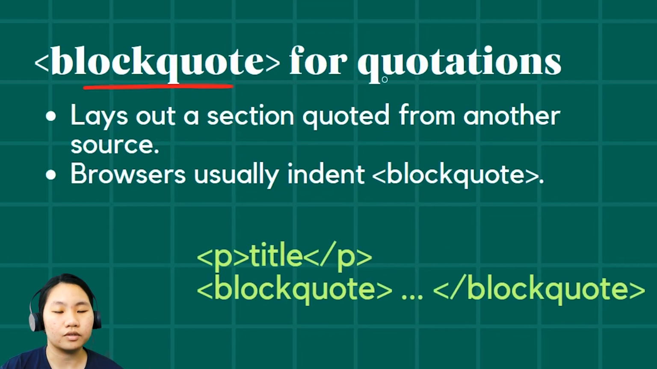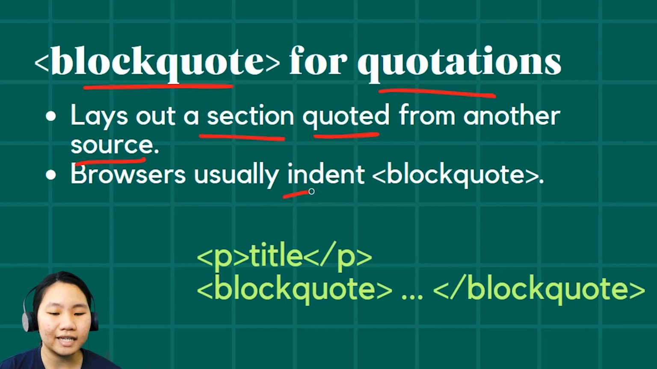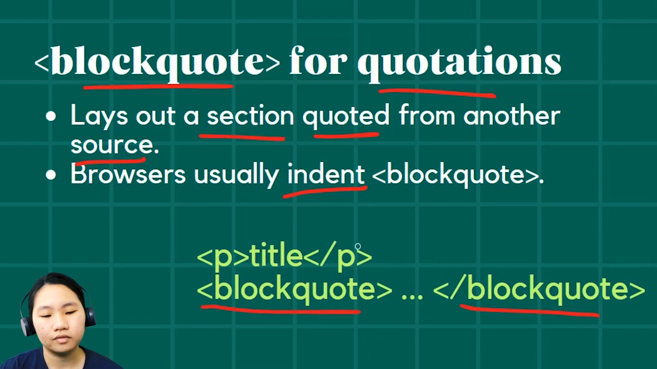Blockquote. Blockquote is reserved for quotations. It has a specific text formatting as well, and it lays out a section quoted from another source. So you do need to copy and paste the link of the source. And the browsers automatically indent the blockquote. And this is the syntax, right? Blockquote exists by itself. You shouldn't put it in P. It should be outside of a paragraph tag.